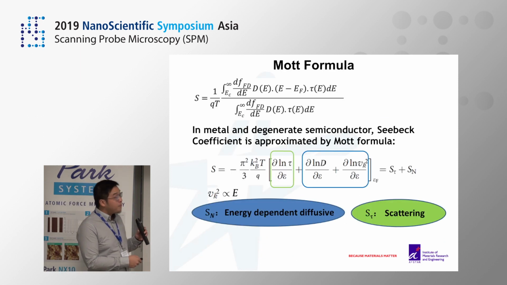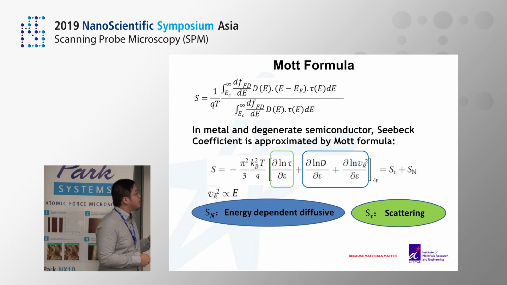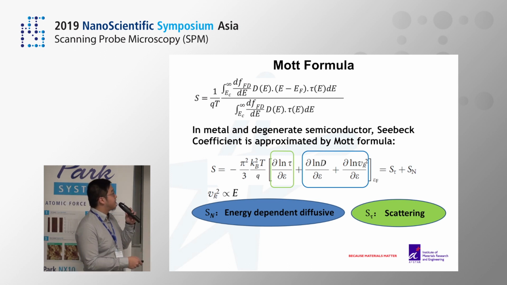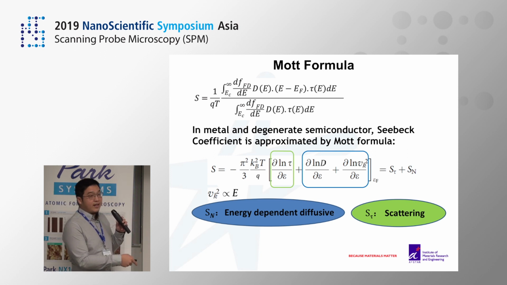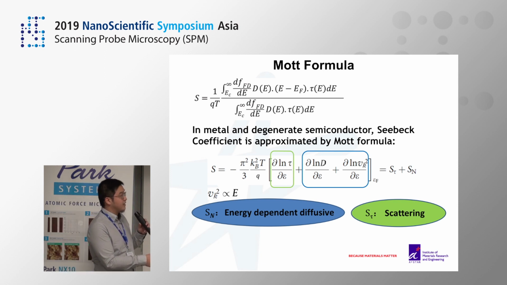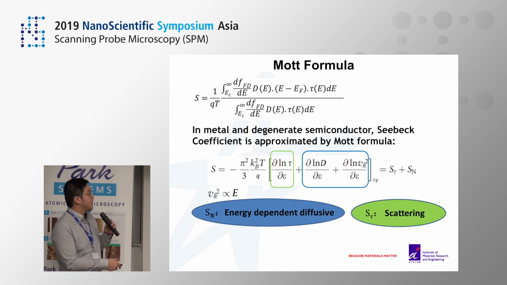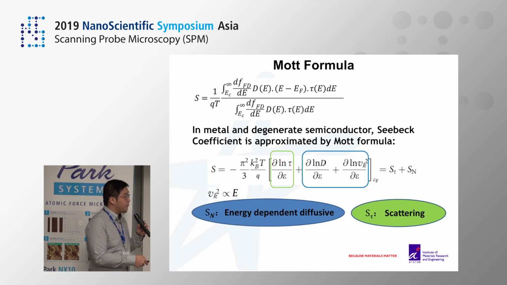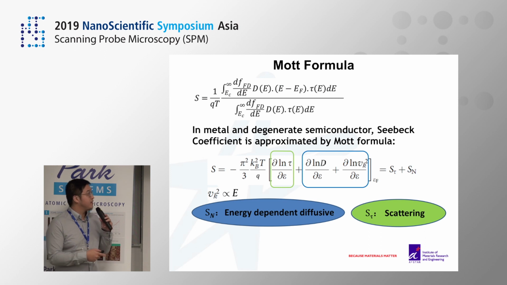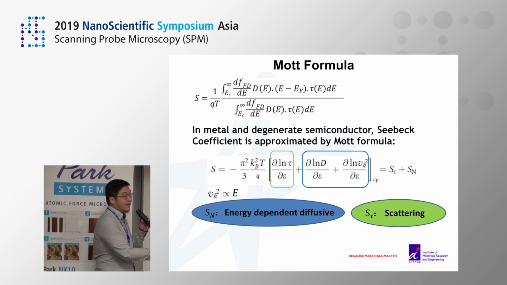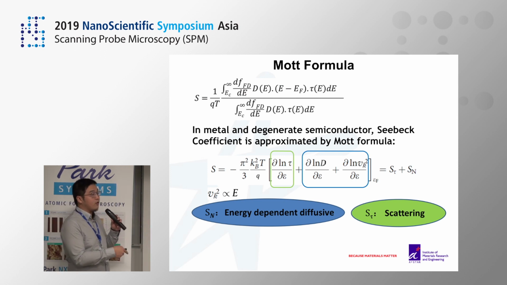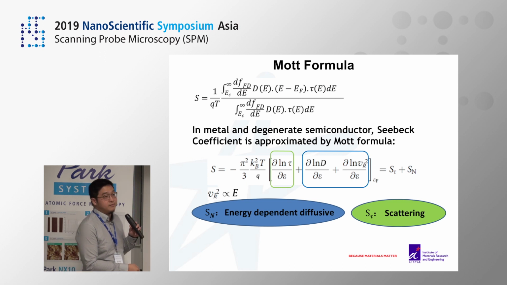When we look at the Mott formula, in metals and degenerate semiconductors, the Seebeck coefficient is approximated by this Mott formula. Here, tau is the relaxation time, the energy-dependent relaxation. D is the density of states. dE/dk is the group velocity. These two terms are actually the energy-dependent diffusive term, and the sign of this part only depends on the charge carriers. That means for holes, you can only get a positive Seebeck from this term, and electrons will only give you a negative one. So the negative Seebeck for MoS2 is only coming from the scattering term.